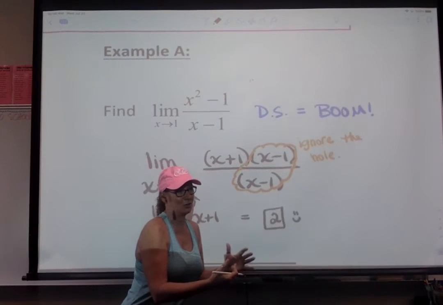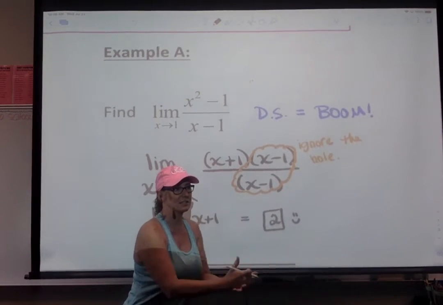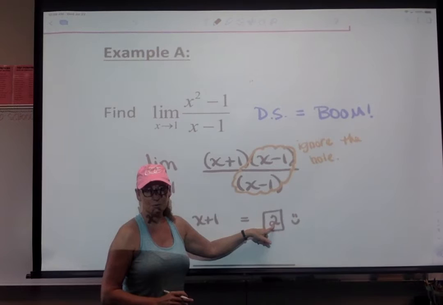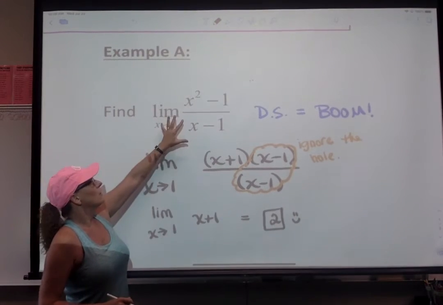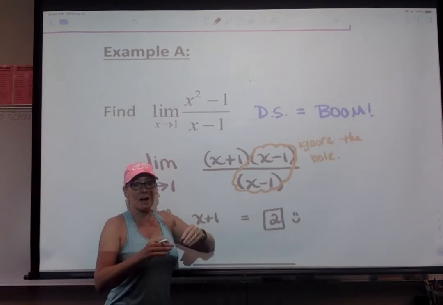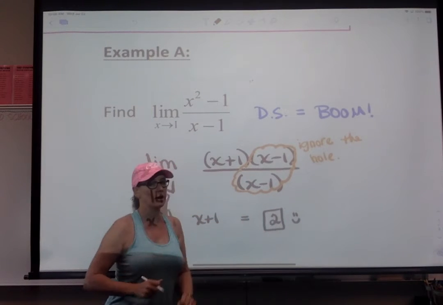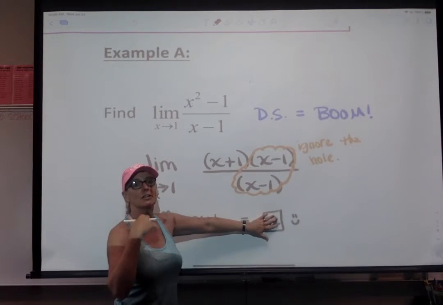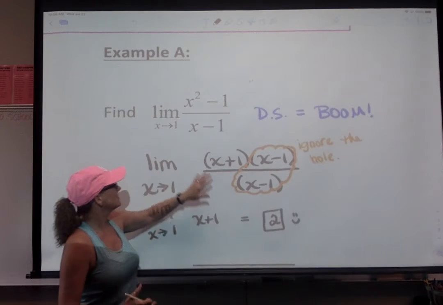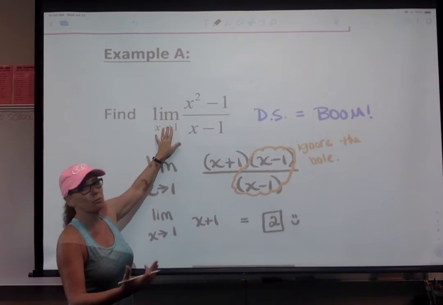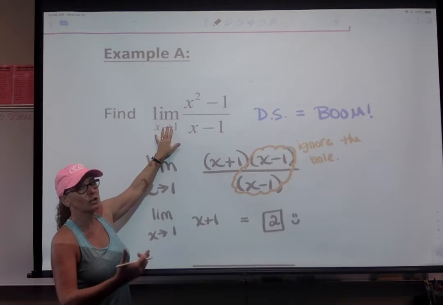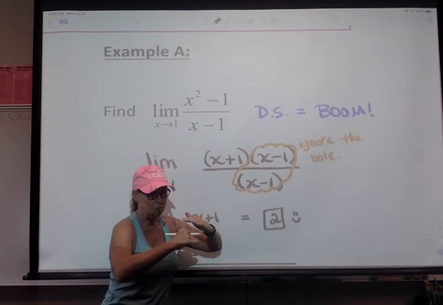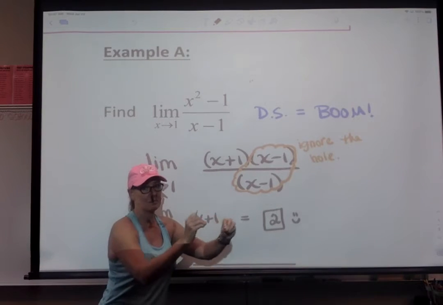What's the y value where the hole exists? It's 2. So, will this function ever have a point (1, 2)? No. The y's will never attain a value of 2. They're just going to get close. My x's can never have a value of 1. They can just get close. My x's are going to get close to 1. My y's are going to get close to 2. But there's a hole at (1, 2).